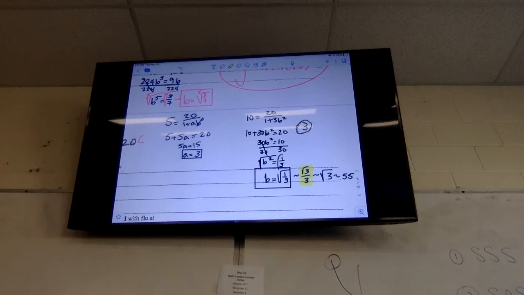So my final answer, when I plug all of that together, is y equals 20 over 1 plus 3 times square root of 3 over 3, raised to the x. Again, inside that parentheses, you can put any of these B answers, and that's fine. Whatever floats your boat.